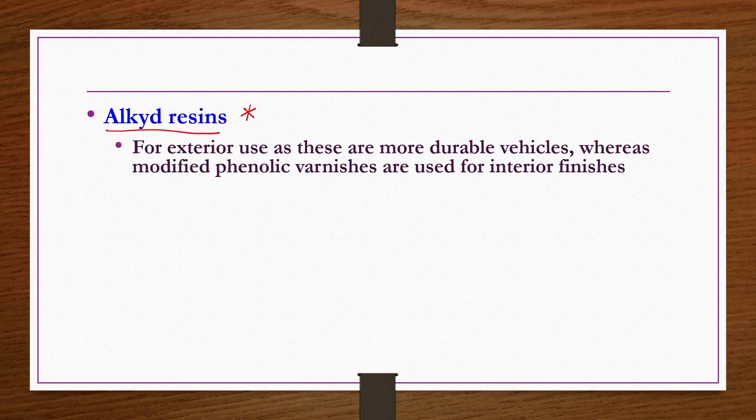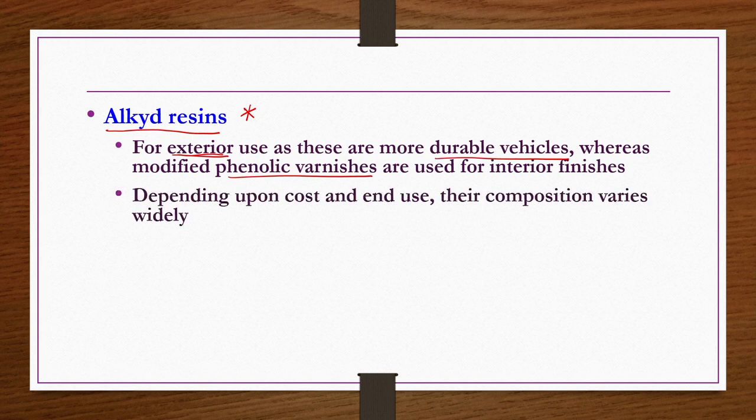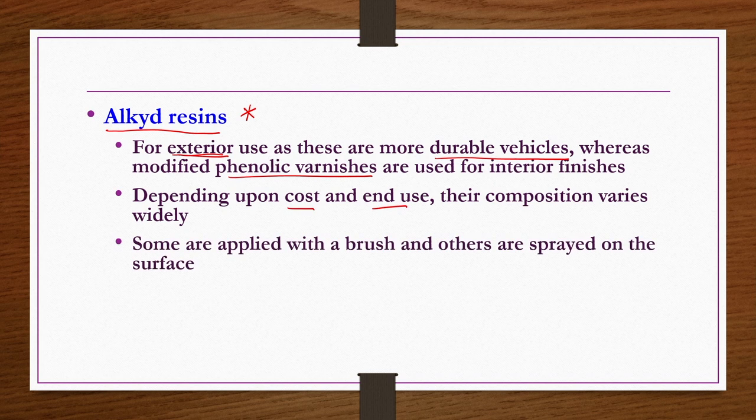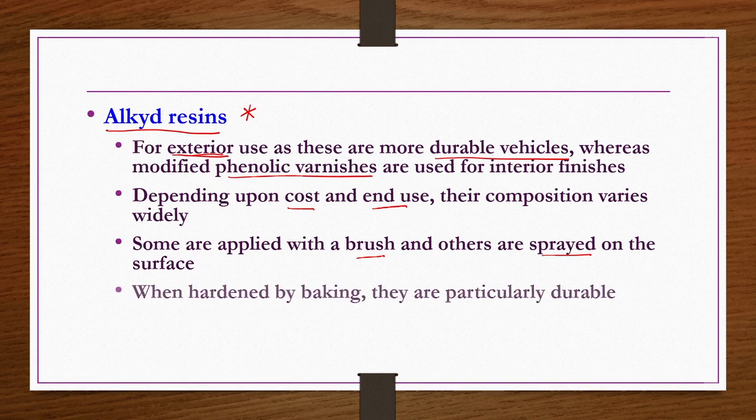Since their durability is better, they are used for exterior use because of their durable vehicles, whereas modified phenolic varnishes are used for interior finishes. Phenolic varnishes or phenolic resins, like phenol formaldehyde resins, etc. We are going to see them as well. Depending on the cost and end use, their composition varies widely. Some are applied with a brush, others are sprayed on the surface, that is, either spray coating or brush application methods are used if you have alkyd resinous varnishes.